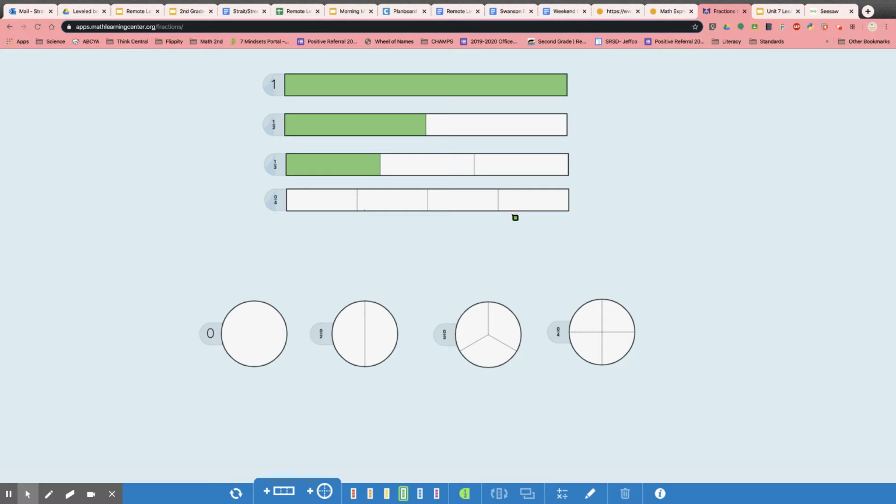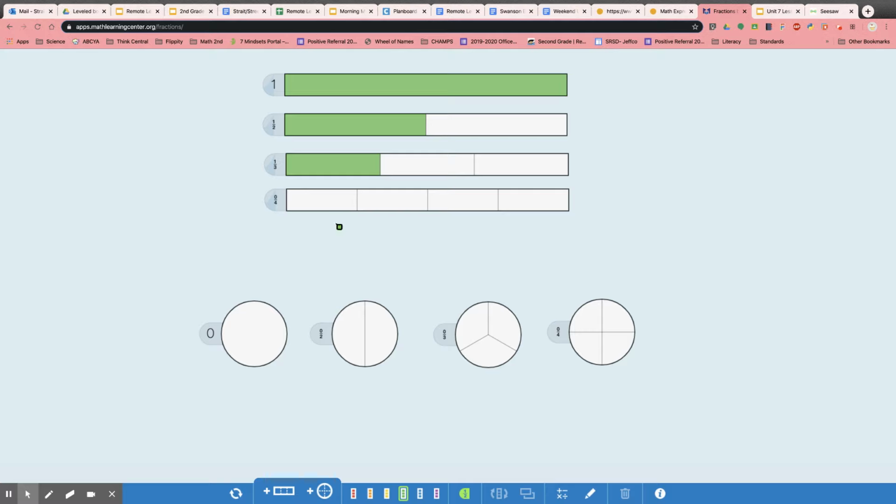What do you notice this time? Yes, my bottom number is 4, because this bar is broken into 4 equal parts. So instead of 3 like I had here, or 2 like I had here, I have broken this into 4 parts. And I notice that as I'm building these, my pieces are getting smaller. As I have to increase the number of parts I divide my whole into, it makes my pieces smaller.